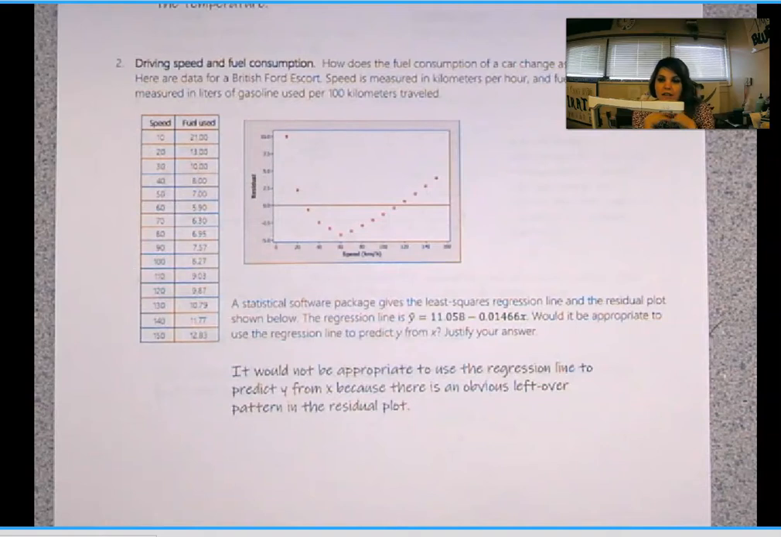But this is slightly different than the sentence frame. What I have written is, it would not be appropriate to use the regression line to predict y from x because there is an obvious leftover pattern in the residual plot. So I believe that hits everything that our sentence frames do, but it's just worded slightly differently.